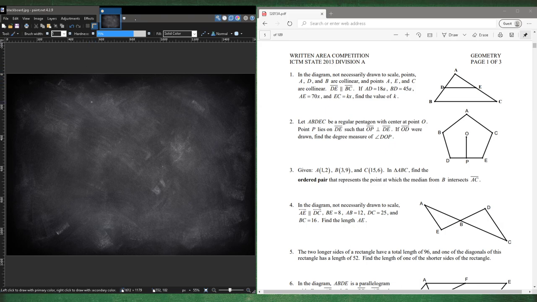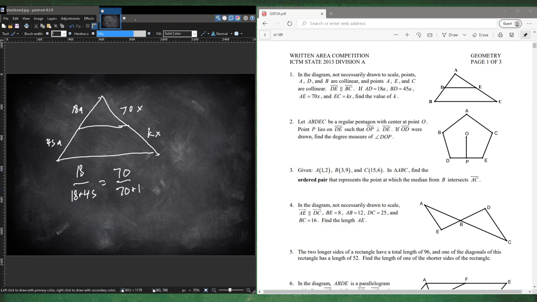Okay, number one. So basically, we have a diagram, and they say that DE is parallel with BC, and they say AD is 18, ABD is 45, this is 70, and this is k. So to solve for k, which we're looking for, you could just use similar triangles, so it's the smaller over the bigger. So 18 plus 45 is 63 over 70 plus k is equal to... 70 over 70 plus k. This is just 63, so divide by 9 is 2, divide by 9 is 7, so 2 sevenths.